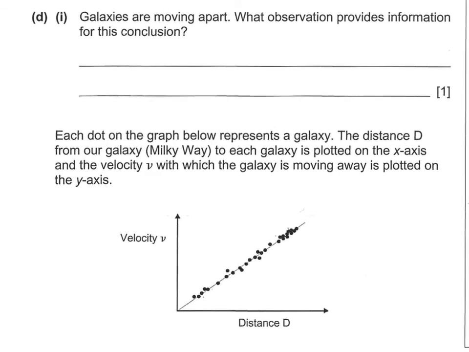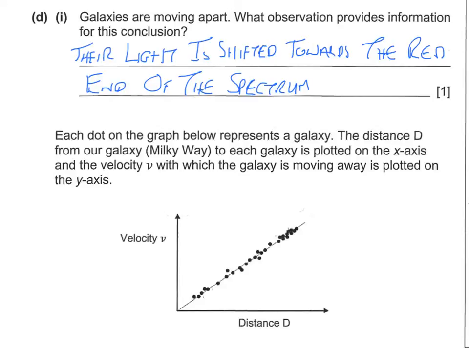Part D, 1. Galaxies are moving apart. What observation provides information for this conclusion? Okay, this is because their light is shifted to the red end of the spectrum. And that means they're moving away from us.